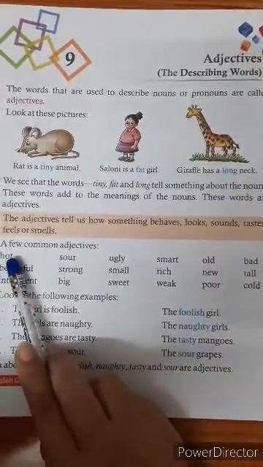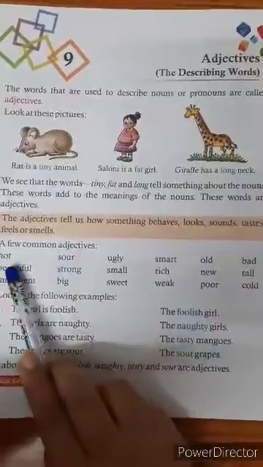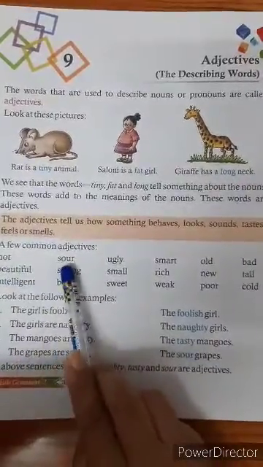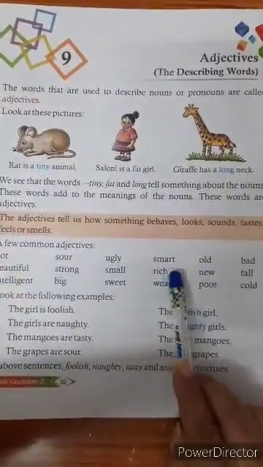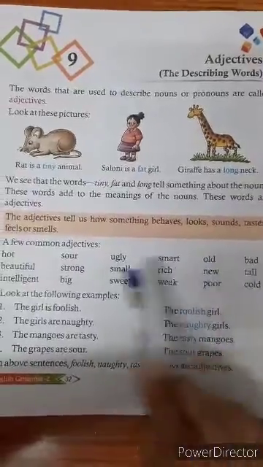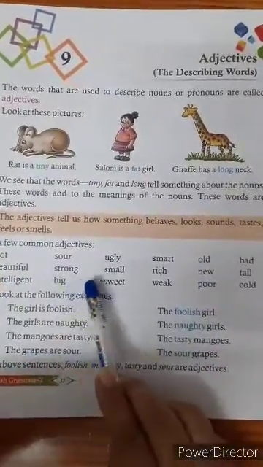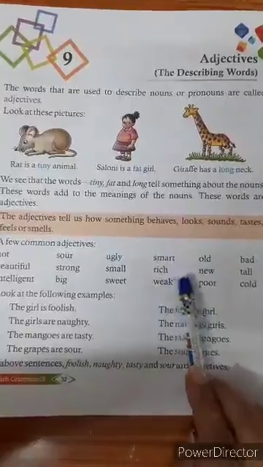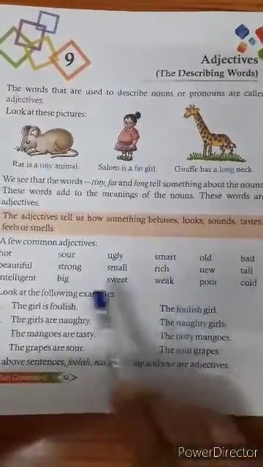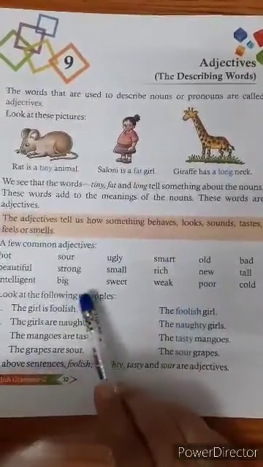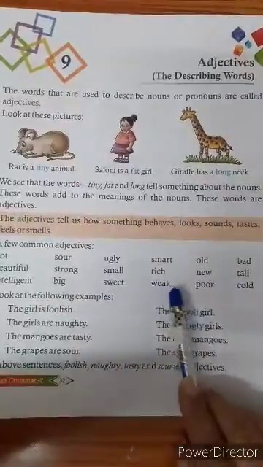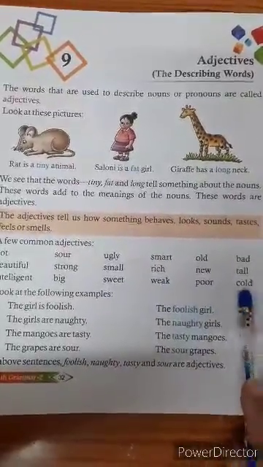Let us read ahead. A few common adjectives are hot, sour, ugly, smart, old, bad, beautiful, strong, small, rich, new, tall, intelligent, big, sweet, weak, poor and cold.